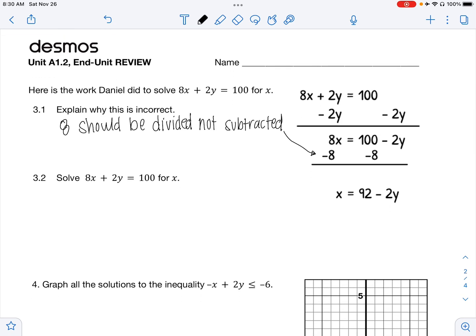Okay, now let's solve this correctly. So I'm going to subtract 2y just like it was at the beginning. So I get 8x equals 100 minus 2y. I'm going to divide by 8. And I could honestly leave it as that, but it does turn into another fraction. I know that all of these divide by 2, so I could do x is equal to 50 minus y divided by 4, and leave it as that.